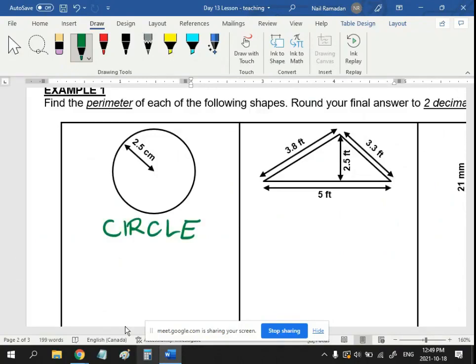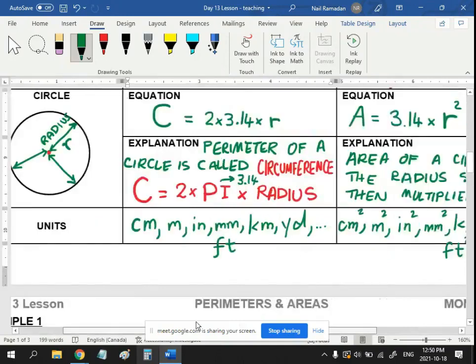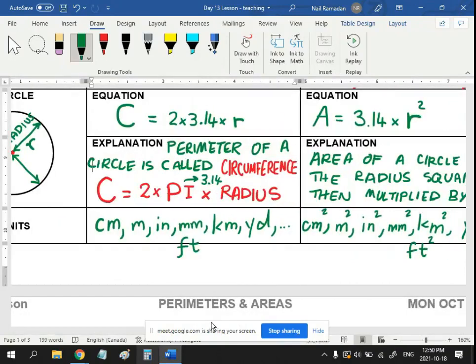Which equation are we going to use for the perimeter of a circle? Flip the page, everyone. Go back to the chart. I'll show you what I mean. Are we going to use this one or this one? First or second? First. This is for the area. This is for the circumference. So let's do this equation. C equals. So let's write it down.